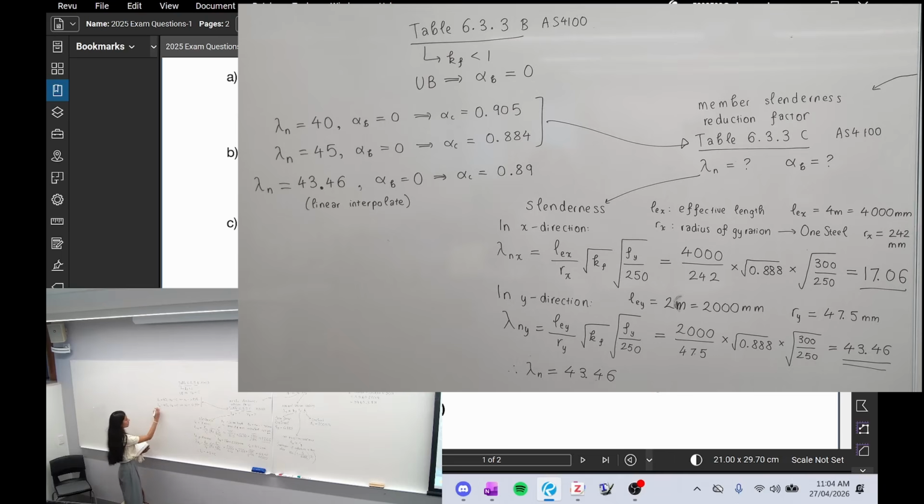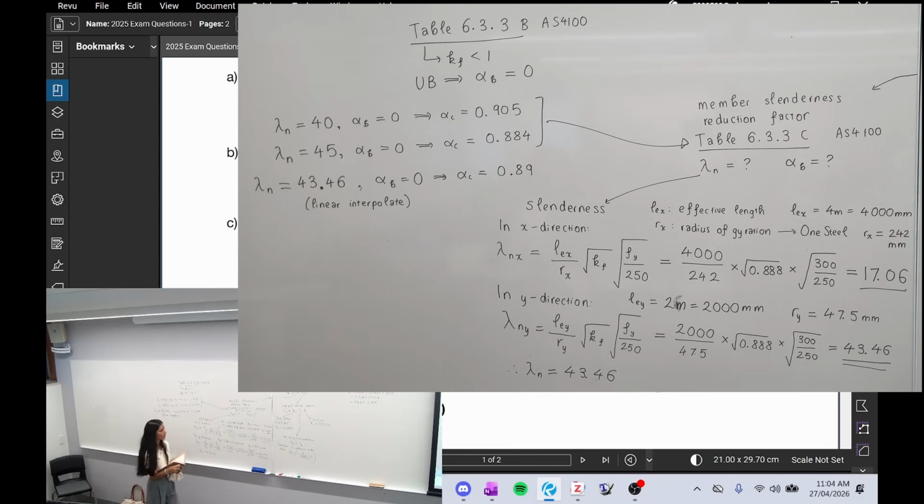So what you want to do now is just use linear interpolation between these two numbers to figure out what alpha c would be for our slenderness, which is 43.46. And that would be approximately 0.89. So just don't round it up to 45 or down to 40. Just make sure you're actually looking for a value that's in between those two. Does anyone have questions on that?